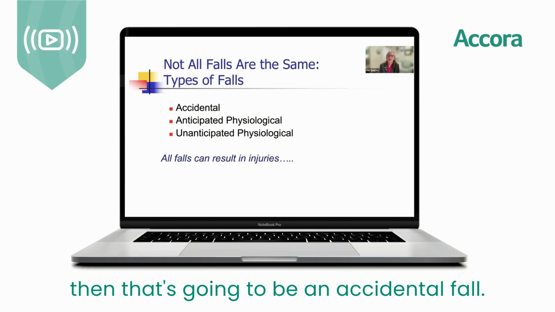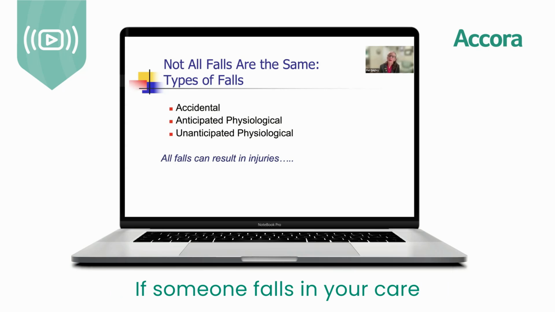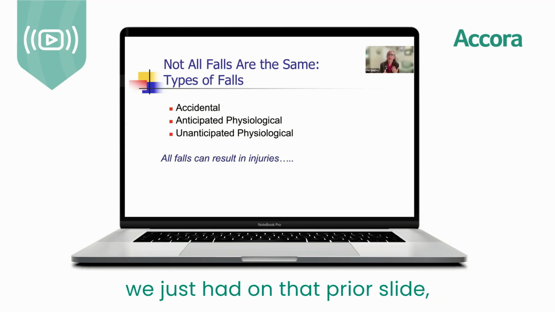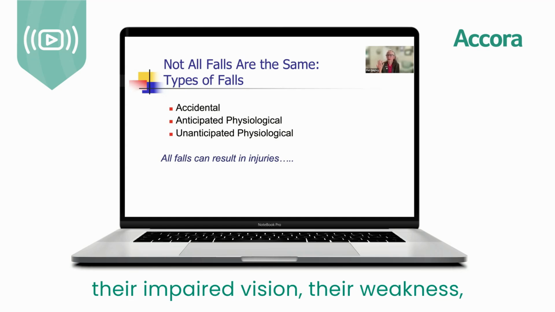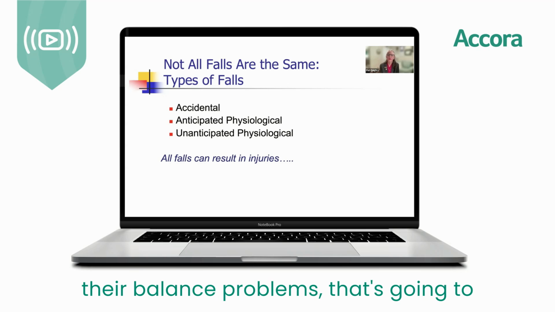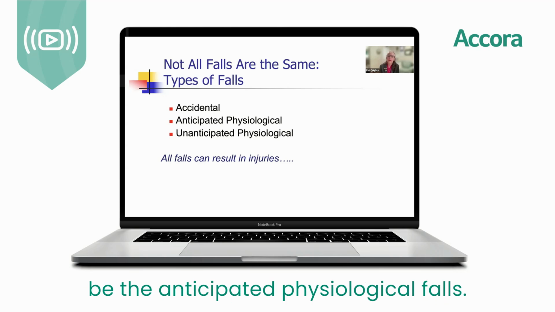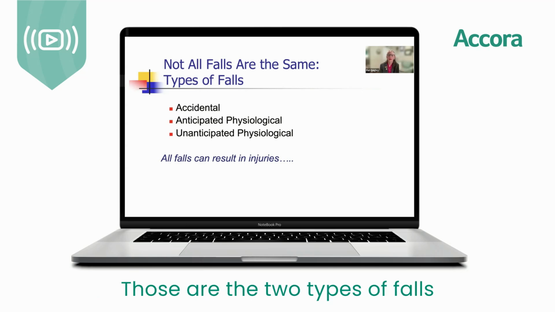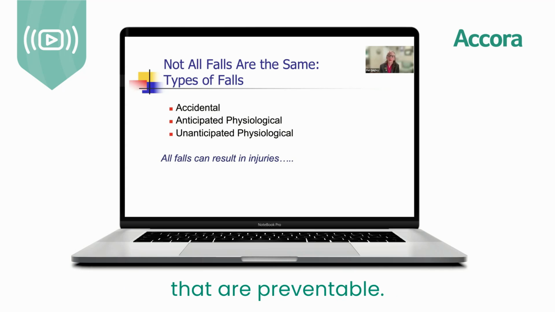be an accidental fall. If someone falls in your care because of the risk factors that are inherent to their person, like we just had on that prior slide, their impaired vision, their weakness, their balance problems, that's going to be the anticipated physiological falls. So those are the two types of falls that you're trying to do everything you can to prevent. Those are the two types of falls that are preventable.